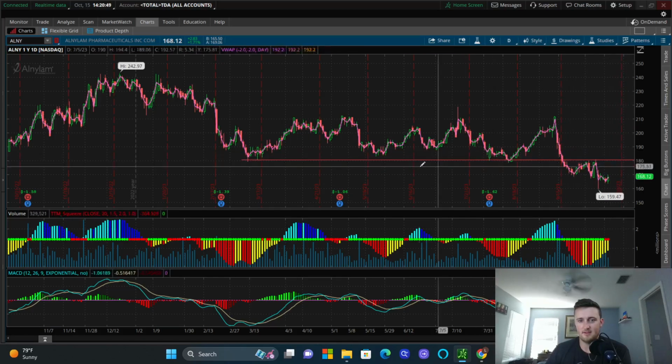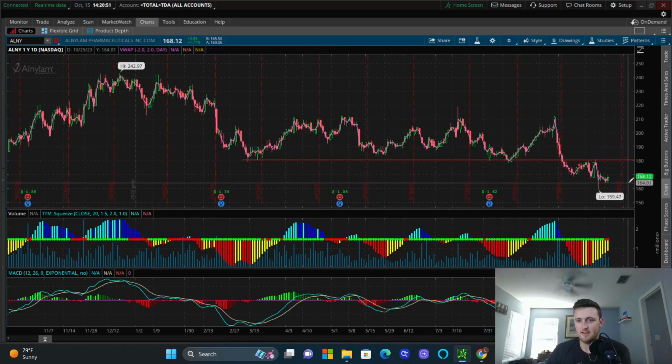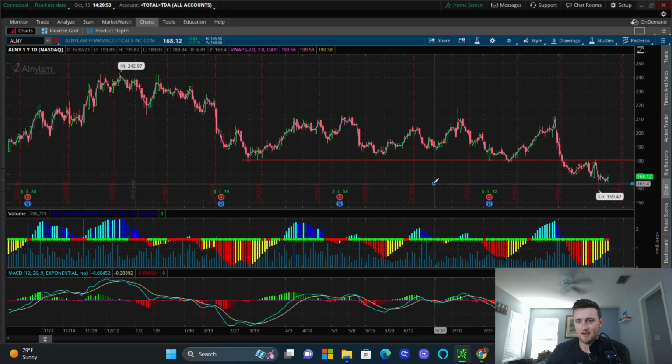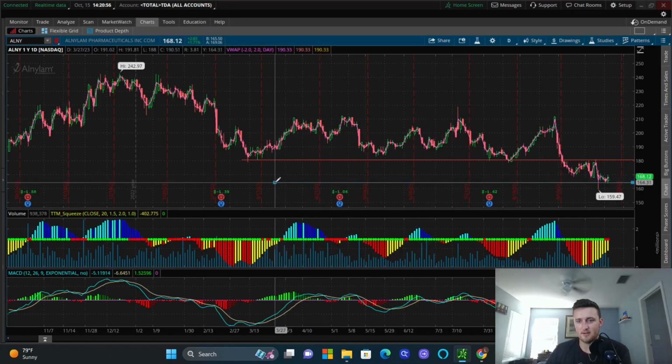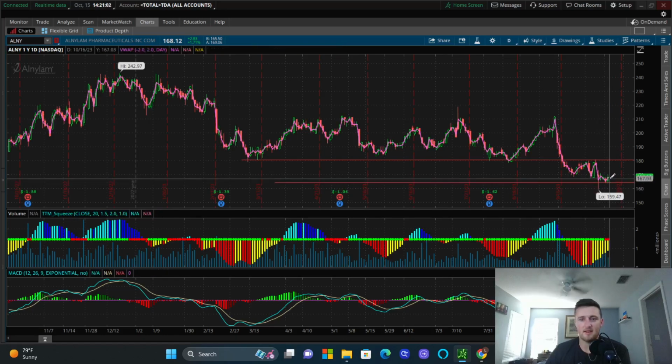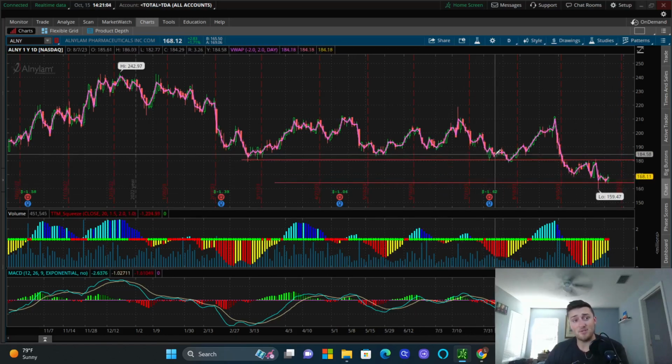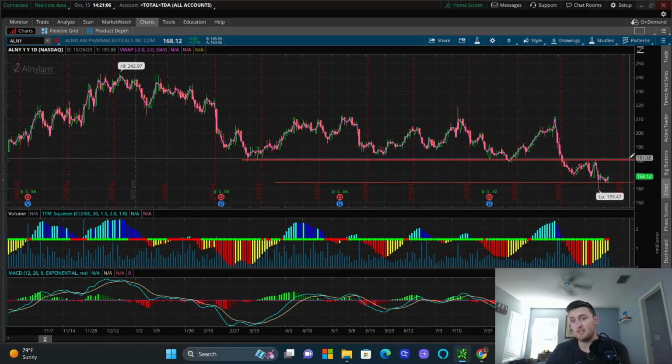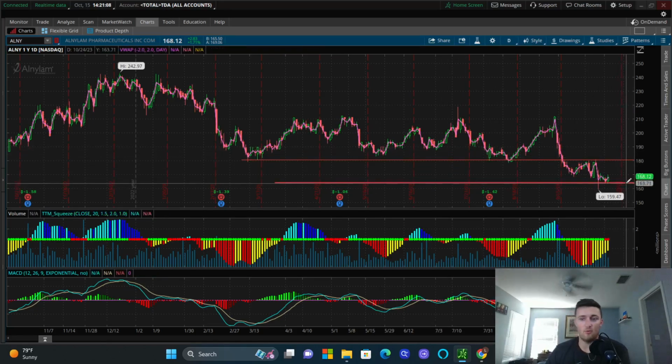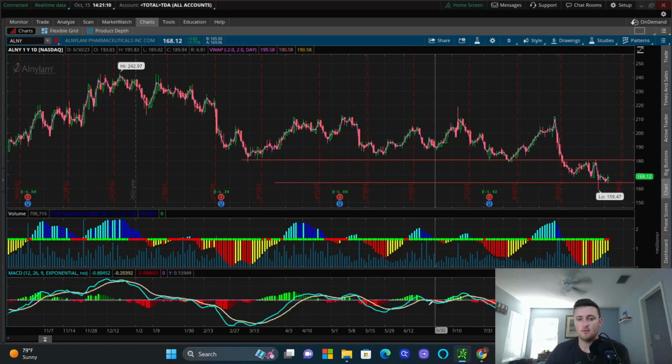If I click there, it looks like we consolidated right here, so we're going to call this our current support zone because we haven't broken down further. We touched, came up, started consolidating. We have option activity to the bull side where we could potentially see $180. We're at 168 right now.